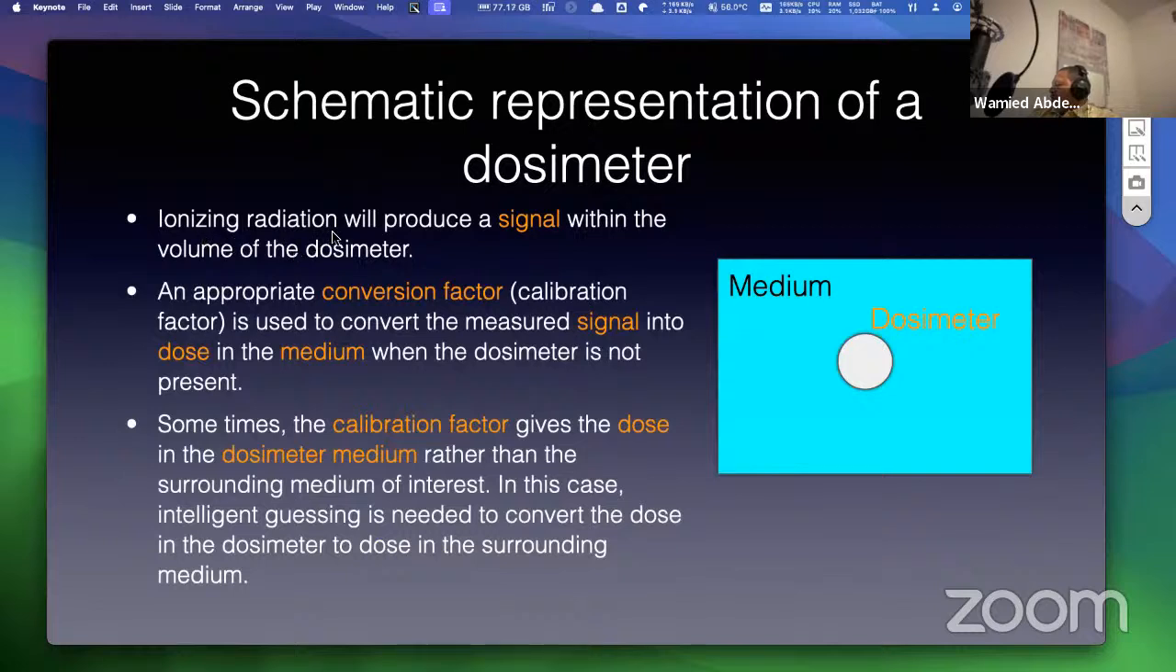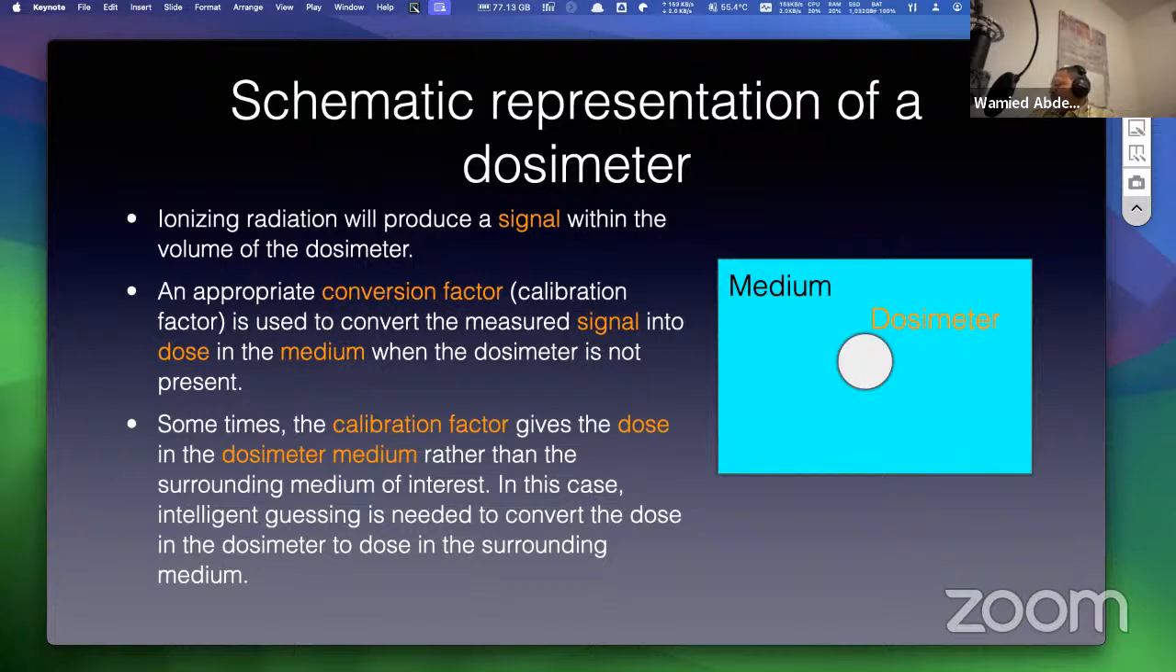So this is a schematic representation of a dosimeter. We have ionizing radiation. The ionizing radiation will produce some sort of a signal inside this dosimeter in this volume. And then we need to have an appropriate conversion factor, a calibration factor, for example, to convert this measured signal into dose when we remove the dosimeter. Sometimes these calibration factors might not give us directly the dose in the medium, but rather the dose in the dosimeter medium.